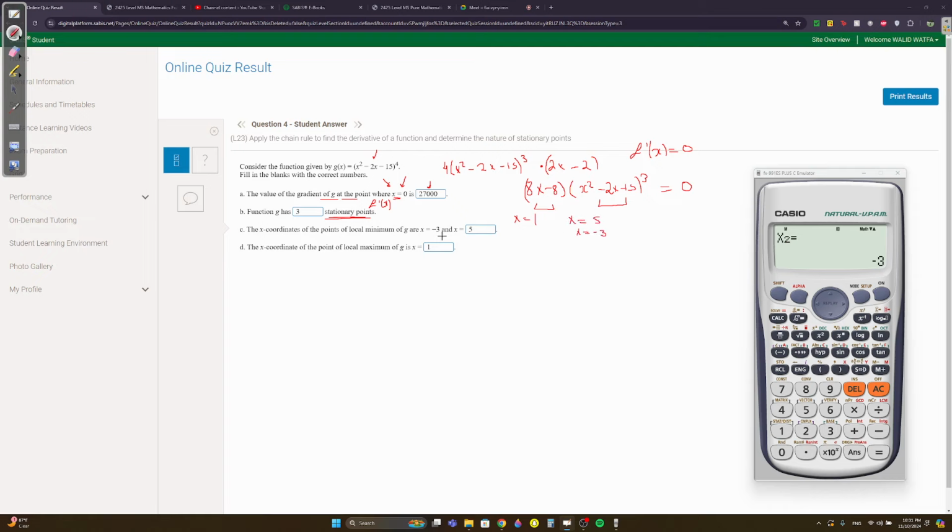This question came in the CA. They're asking which one is minimum and which one is maximum. So we got 3 stationary points. Part B is done, part A is done. I want to see which one's minimum and which one's maximum. How can you do this?